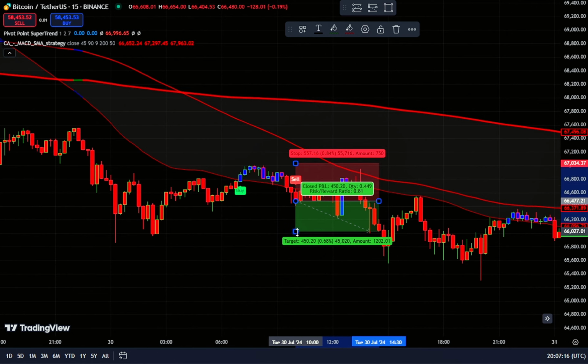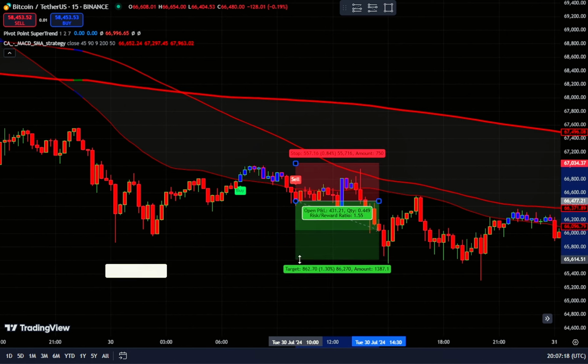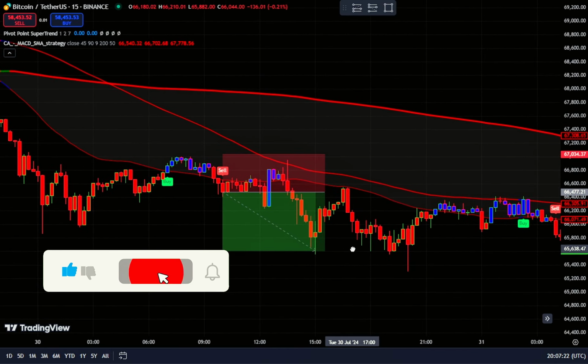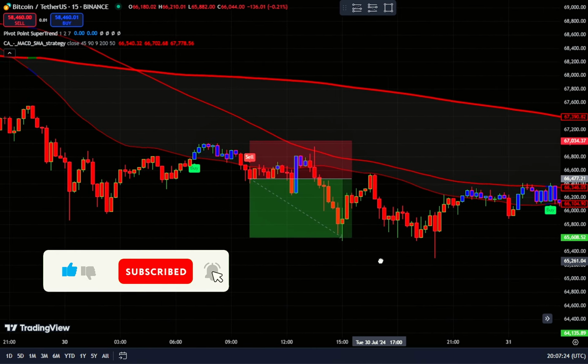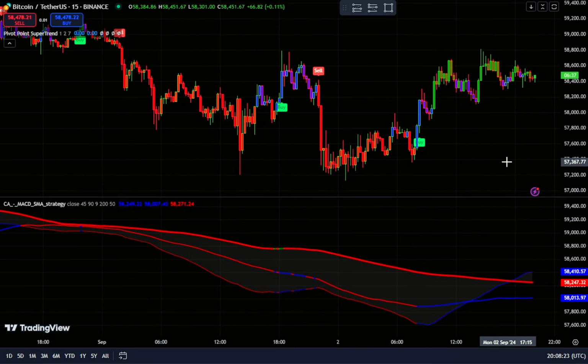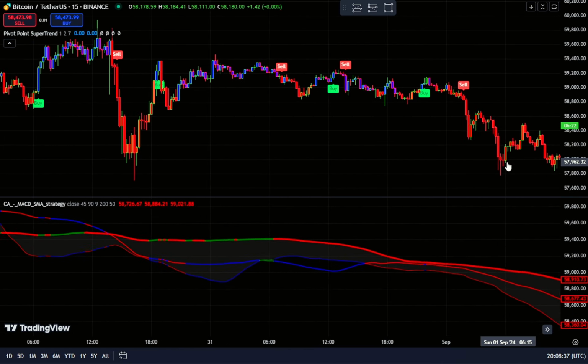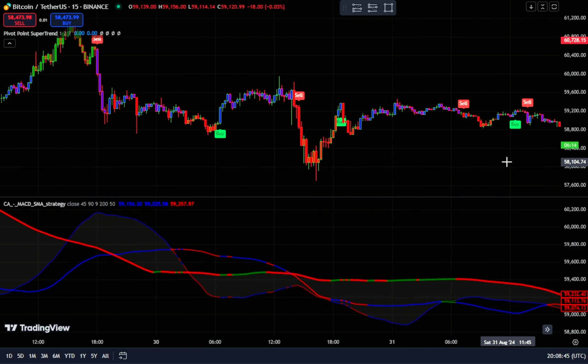For sell trades, place the stop loss above the recent swing high. To manage risk and maximize gains, use a risk-reward ratio of 1 to 1.5 when setting your trade target. Always remember to manage your risk and maintain trading discipline, as no strategy is perfect.